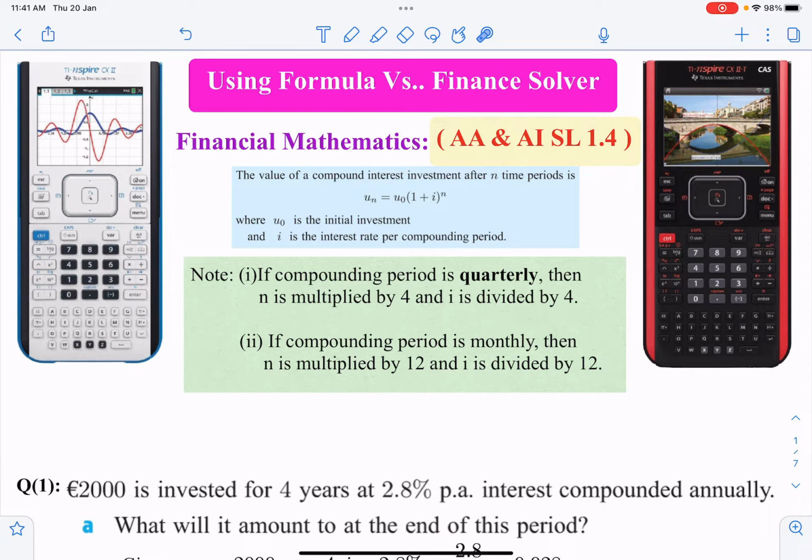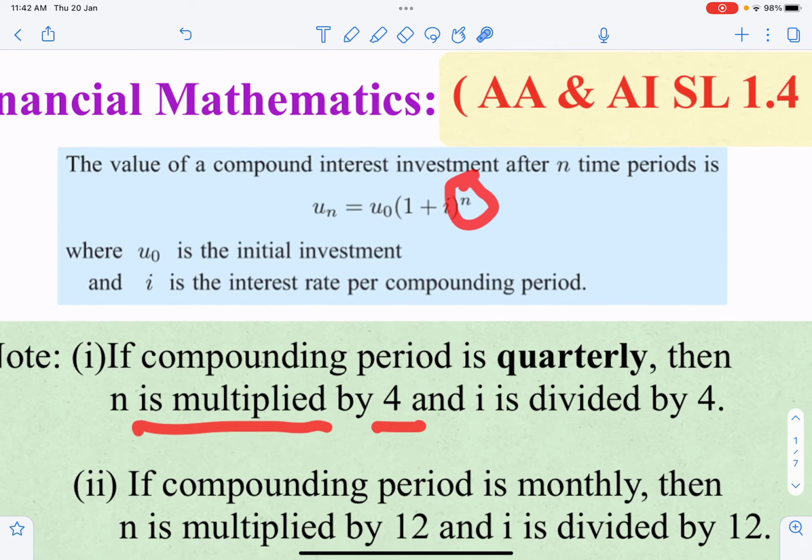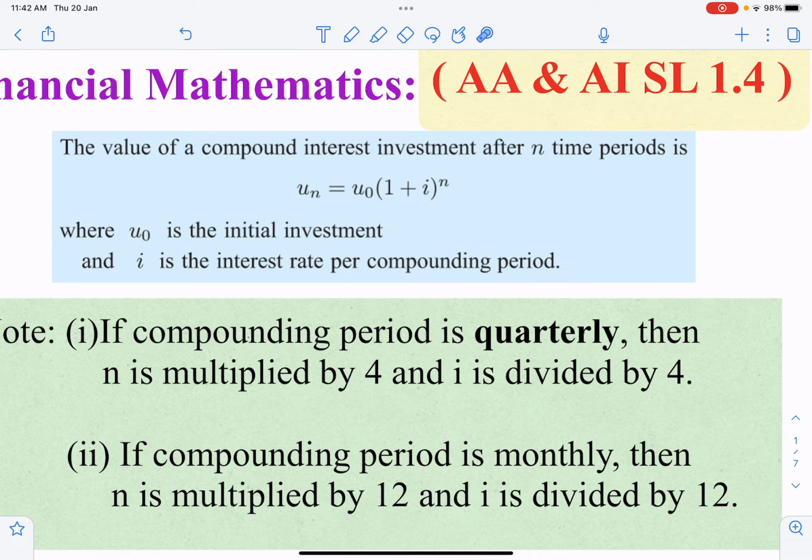Now note that if the compounding period is quarterly, then n is multiplied by 4 in this formula. Look at this formula again. In this formula, n is multiplied by 4 and I is divided by 4. So be careful, this I is divided by 4. Here we will divide by 4, here we will multiply by 4. So please remember it.